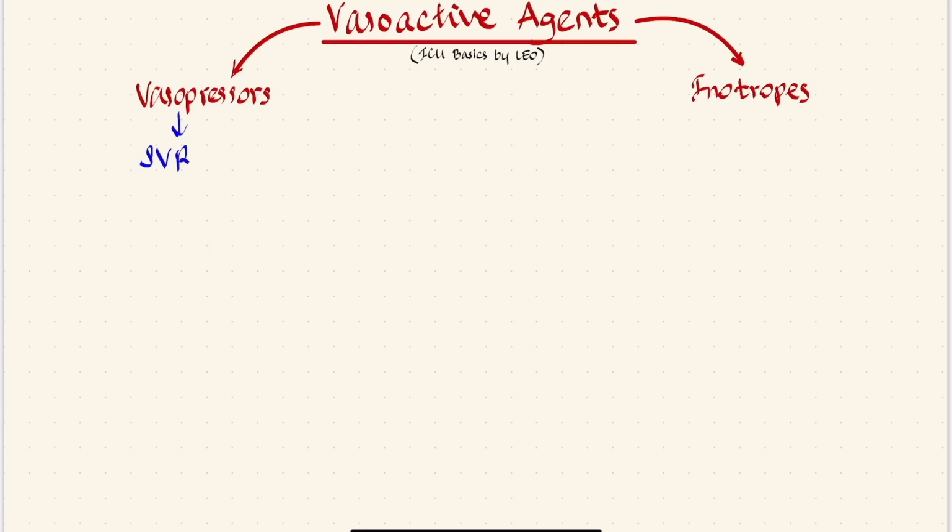Vasopressor is an agent that increases vascular tone to give blood vessels a squeeze in vasodilatation states, like in sepsis, for example. On the other hand, inotrope is an agent that increases myocardial contractility to increase the force of contraction of the heart in low cardiac output states, such as cardiogenic shock.